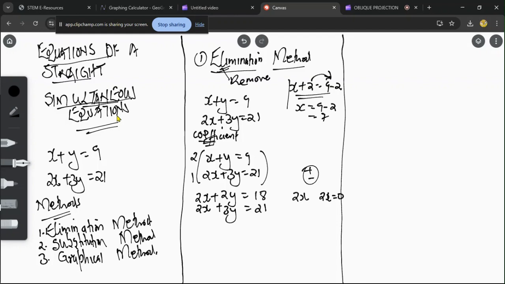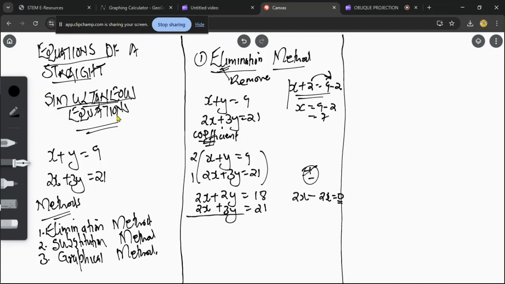If I try to put plus here, 2x plus 2x will give me 4x. So that is not 0. So I can't use plus here. I cannot use plus, so I use the other one. Let us use minus to see whether it will give me 0. If I subtract here, 2x minus 2x, the answer is 0. So you can see x is eliminated by subtracting.